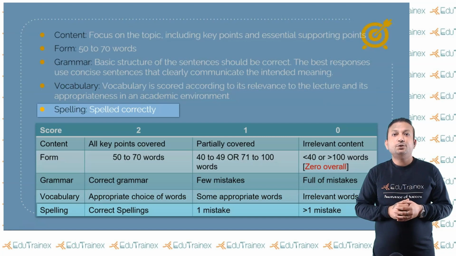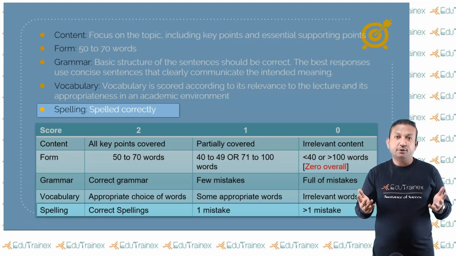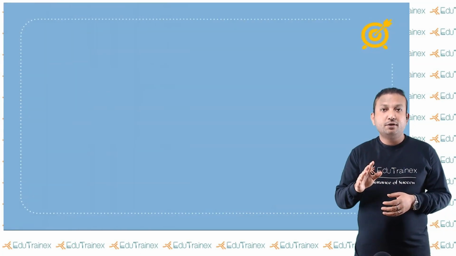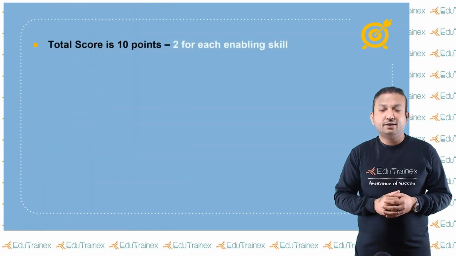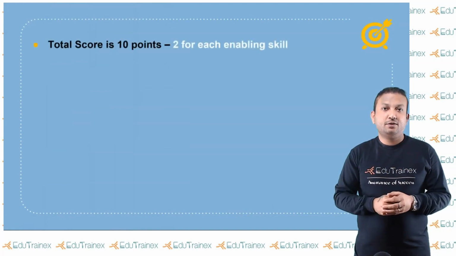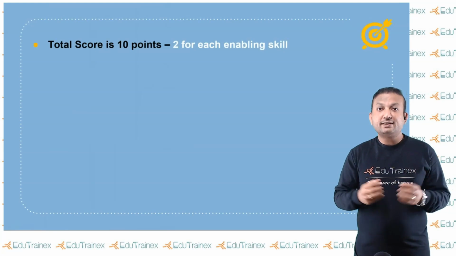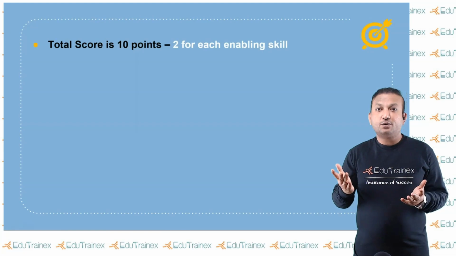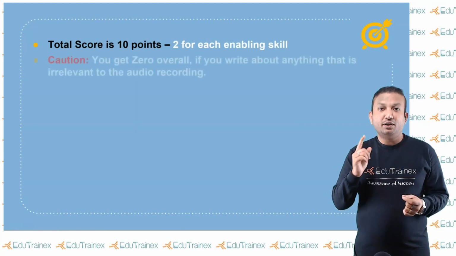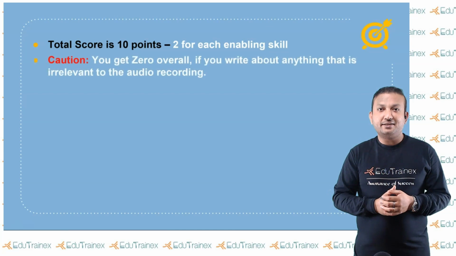And lastly, you get 2 points if there are no spelling mistakes, 1 point if there is one spelling mistake, and 0 if you exceed that. So make sure you don't make any spelling errors. In total, you can get 10 points, which contribute in both your listening and writing scores. But no one actually knows what weightage goes to listening or writing. Only the PTE knows about it, and that's their secret.